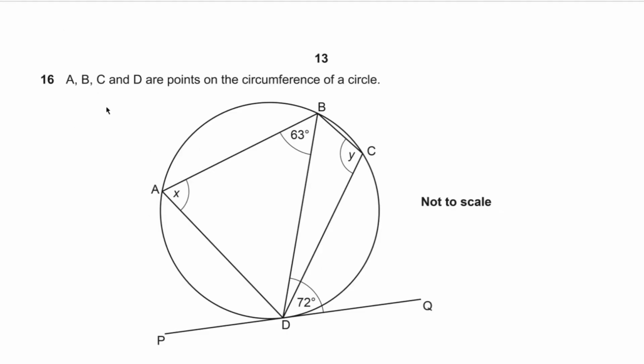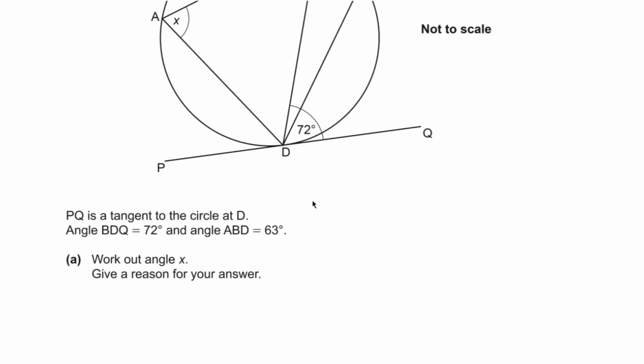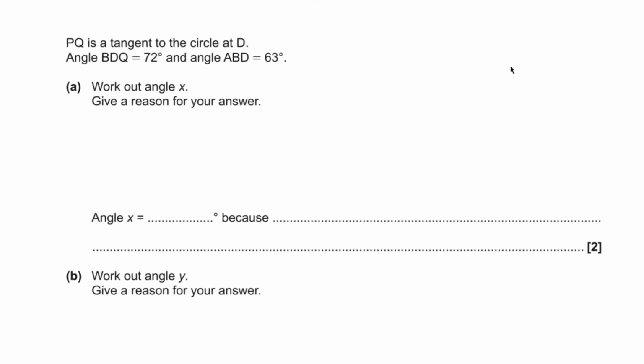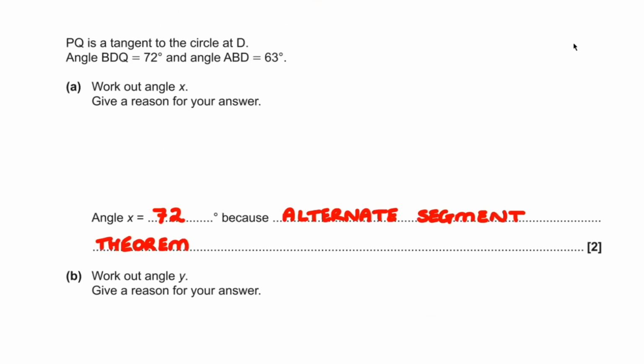Question 16. A, B, C and D are points on the circumference of a circle. PQ is the tangent to the circle at D. The angle BDQ is 72 degrees, and the angle ABD is 63 degrees. We have to work out the size of the angle x. Well, quite simply, this angle x over here will be the same as this 72 degrees here because of the alternate segment theorem. So we have 72 degrees because of the alternate segment theorem.